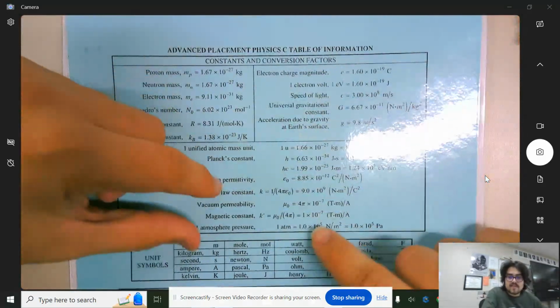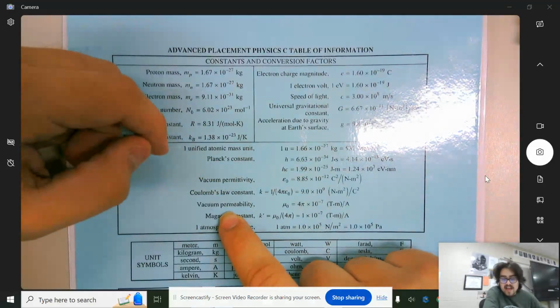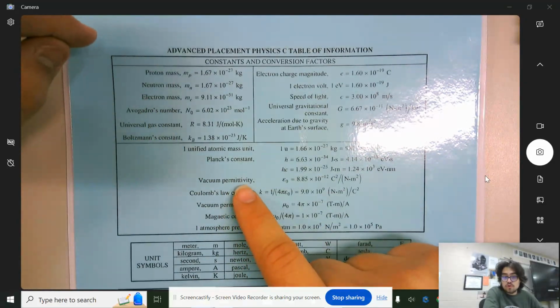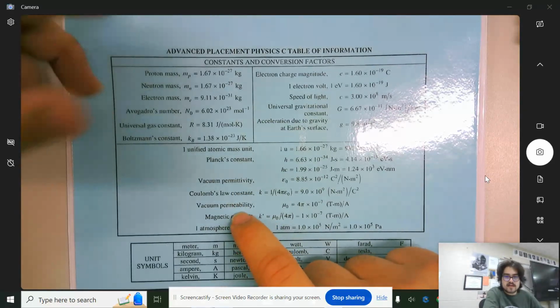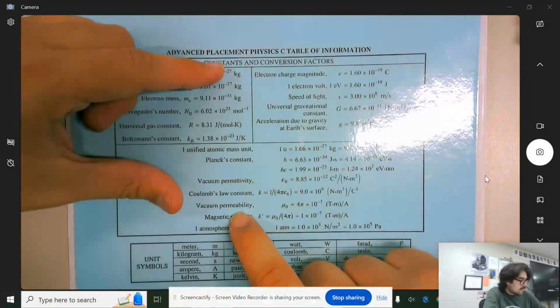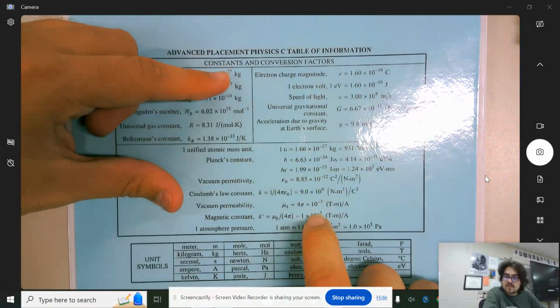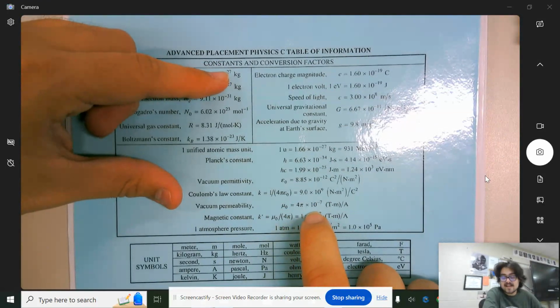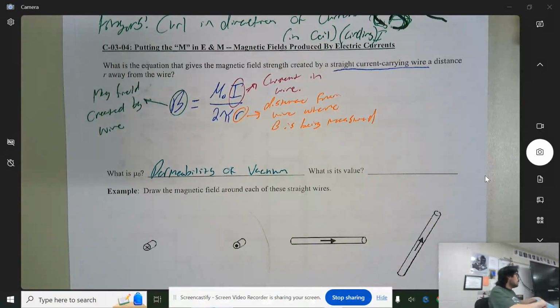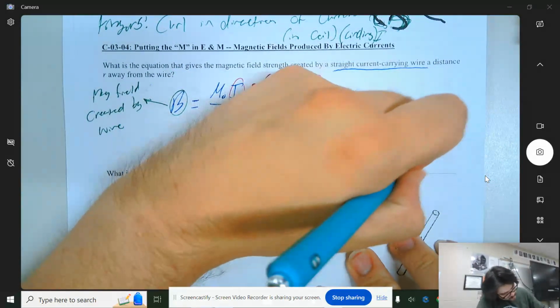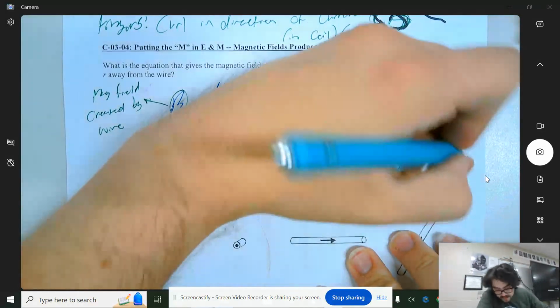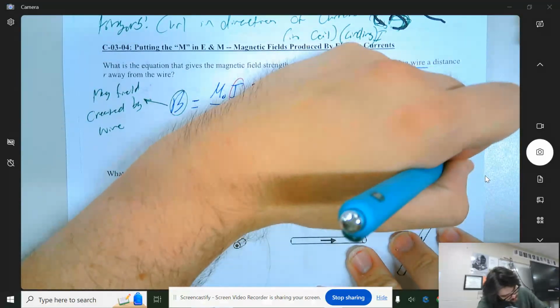You're going to see that we have vacuum permeability and vacuum permittivity, and those are two different things. So you need to make sure you're looking at permeability when we're talking about magnetic field strength. And you'll see that mu naught is equal to 4 pi times 10 to the negative 7th Teslas times meters over amps.